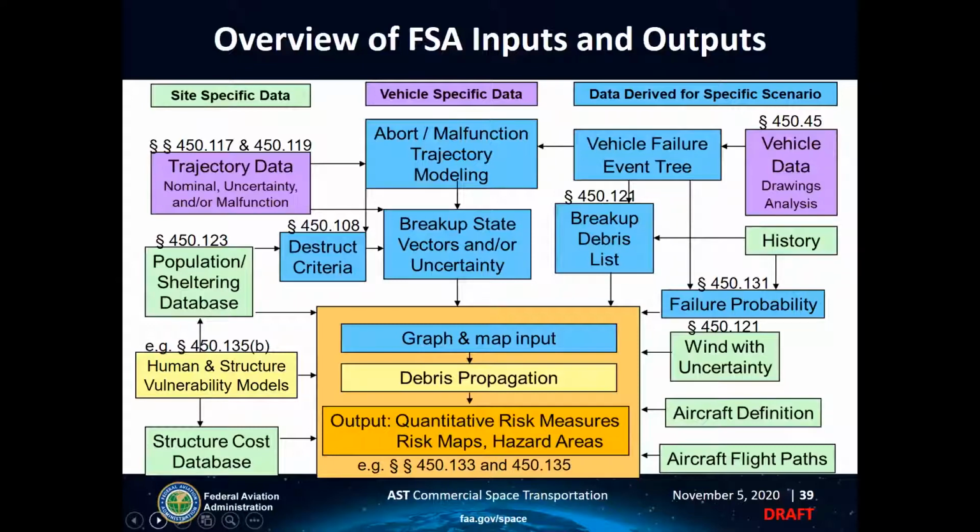So we also have vehicle-specific data that's necessary, and that's shown colored in light purple. So starting on the upper left, you see the trajectory data, requirements in 417 or 450.117 and 119 to characterize the normal trajectories, including those uncertainties and possible malfunction trajectories as well. The vehicle data would also include the specifics of the design of the vehicle as depicted, with drawings and analysis as required by 450.45.